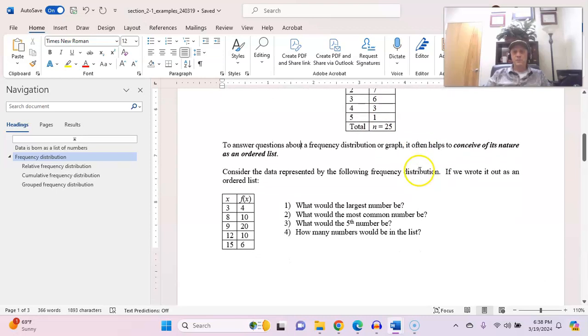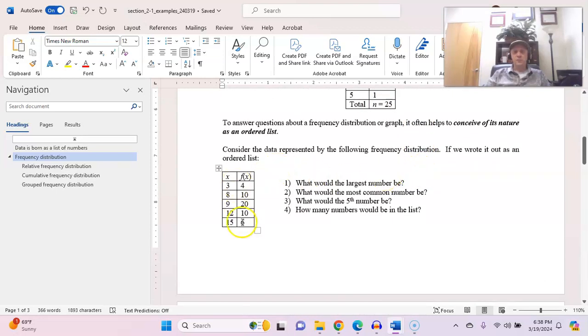So let me illustrate what I mean here with a new frequency distribution over here. I need to start over with a new problem because it would be too easy to turn this one back into a list. Consider the data represented by the following frequency distribution. If we wrote it out as an ordered list, I'll ask you some questions about it. So this is a frequency distribution that has an x column and an f of x column. In the x column, we see 3, 8, 9, 12, 15. And in the f of x column, we see 4, 10, 20, 10, 6.